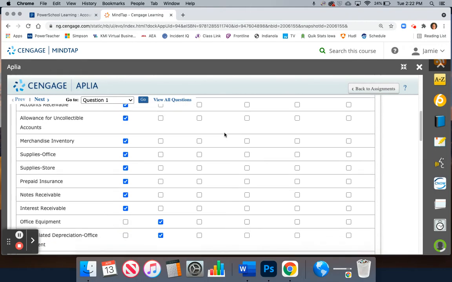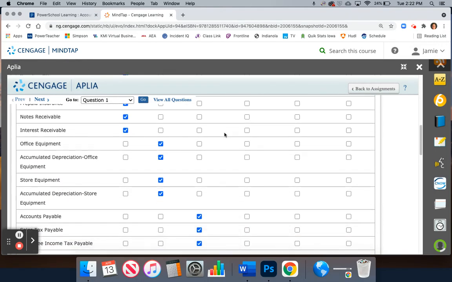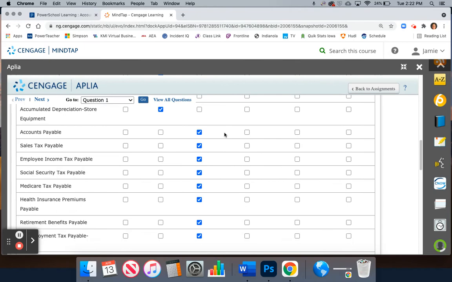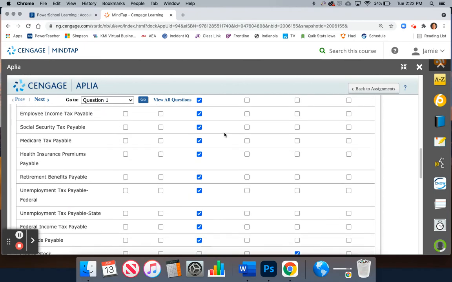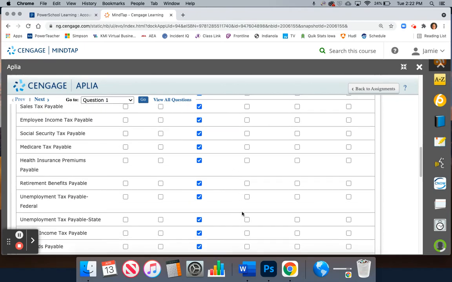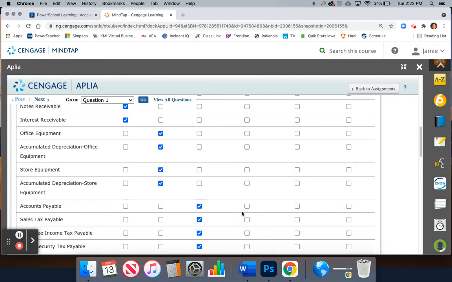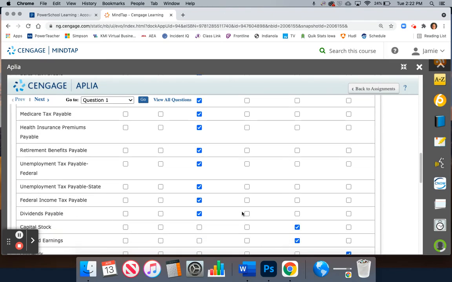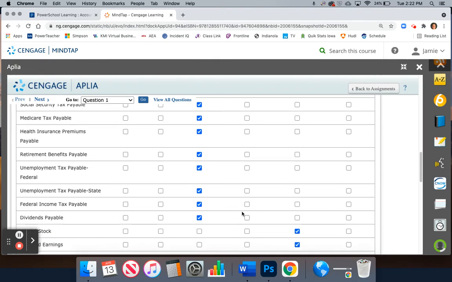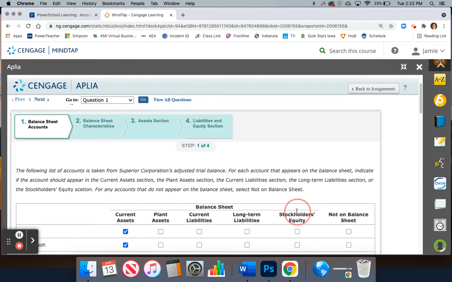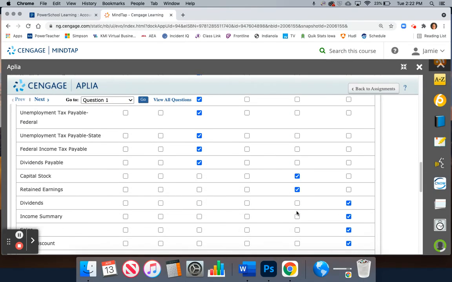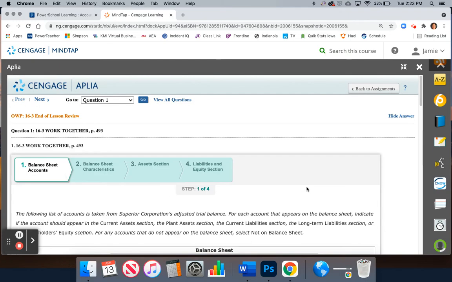Next, we have our current liabilities. So everything that ends in payable is a current liability. We do not have anything in the fourth column, which is long-term liabilities. So we have no long-term liabilities. Everything with payable is a current liability. Finally, the fourth column is our stockholders' equity. And capital stock and retained earnings are included in that. So those are the accounts included in the balance sheet.